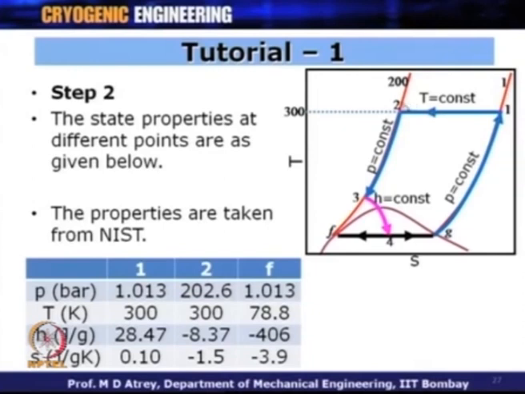If I go to point 2, the pressure is 202 bar, temperature remains constant which is 300 Kelvin, corresponding enthalpy and entropy values are taken over here. Similarly, at point F, pressure is 1 bar or atmospheric pressure. The temperature at this point is the boiling point of air associated with this pressure. So, what is the boiling point of air at 1 bar? It is 78.8 Kelvin. Corresponding enthalpy and entropy are the values over here.